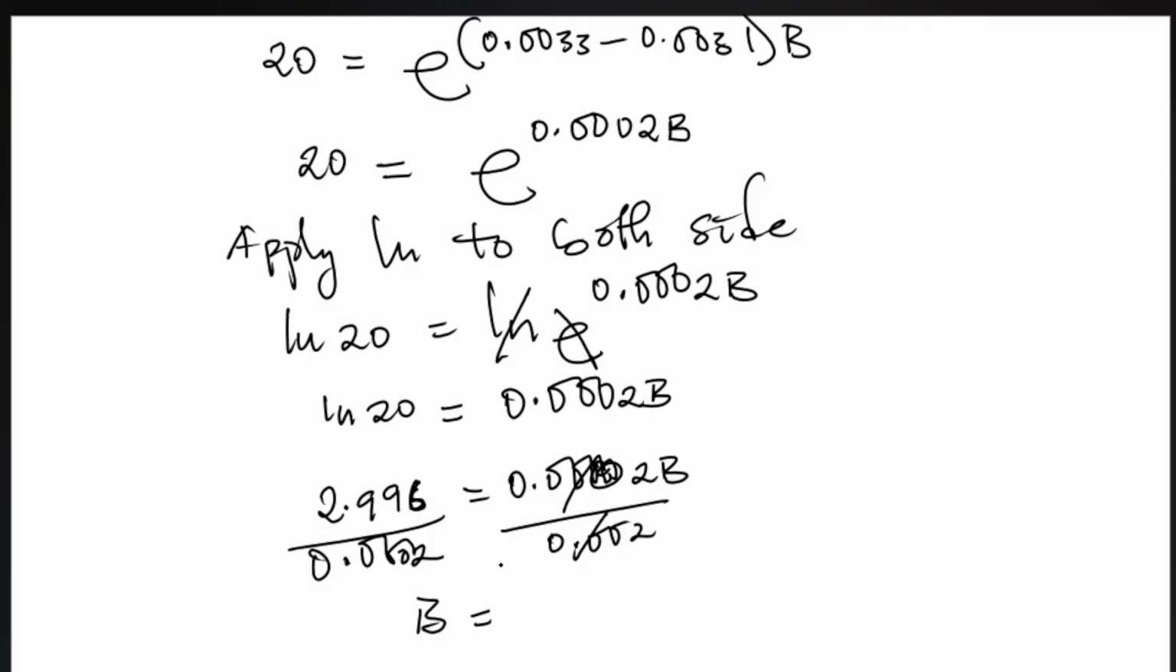14950. Is that what you have? If that's what you have, drop a thumbs up on the comment section. So what I have here is, my b is simply 14980. So we have 14980.